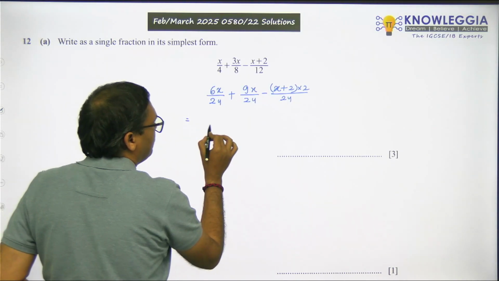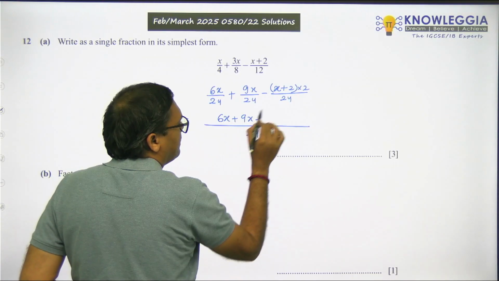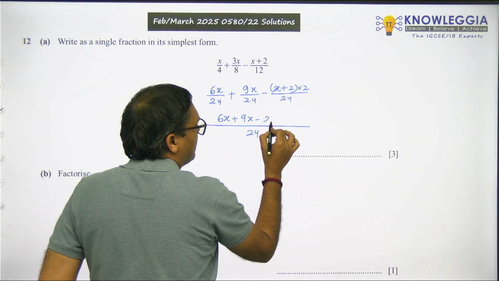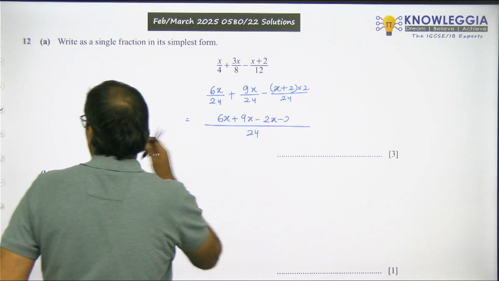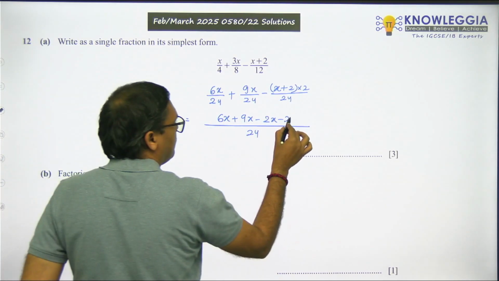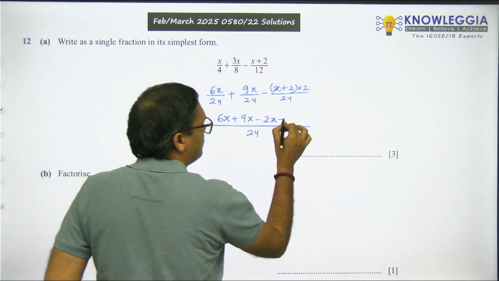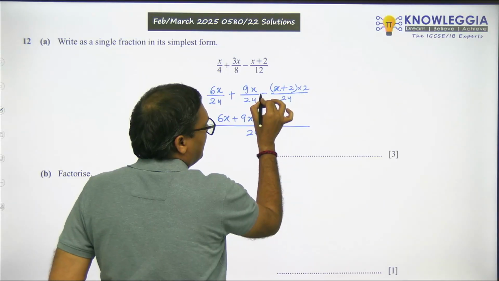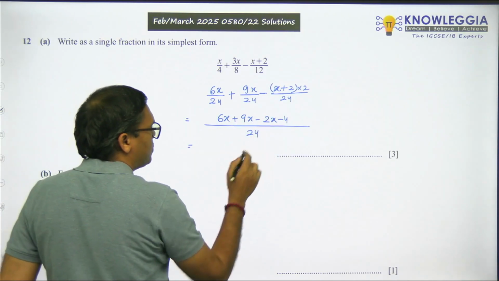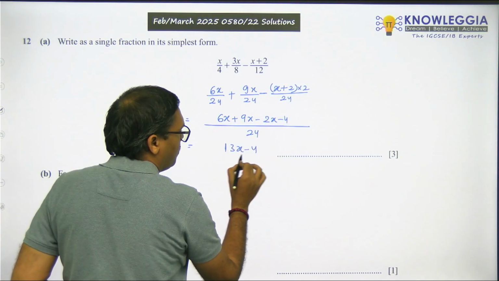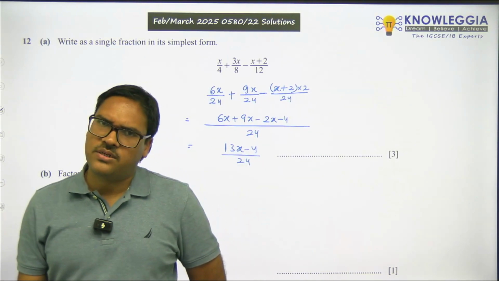So what is this? Now this is 24 and this is 6x plus 9x minus. We will open this bracket, so this 2 into x will become 2x and this is 2 into 2, that is 4. So this is negative 4. Why negative 4? Because you can see, let me write it here, this is 2 into 2 with a negative sign because this negative will also multiply. So now let's simplify this. 9 plus 6 is 15. 15 minus 2, this is 13x minus 4 divided by 24. That is the answer. 13x minus 4 divided by 24 is the answer for this question.